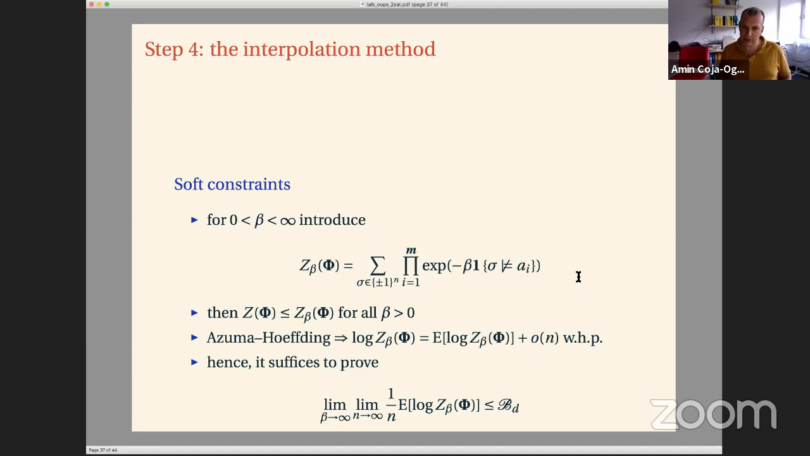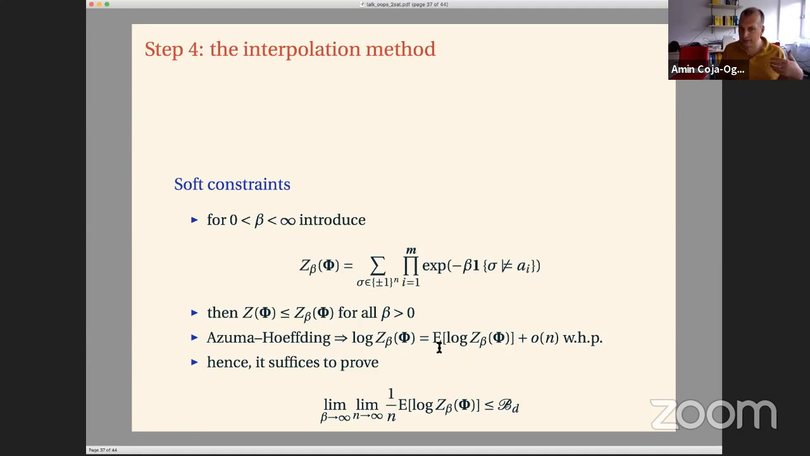And that is because in the soft version, if I add or delete one single clause, it can only at most change log Z_beta by plus or minus beta. It can only shift the log of the partition function by so much. Whereas in the hard constraint version, if I add one single clause, it could sink the ship. It could cause the entire formula to be unsatisfiable and wipe out an enormous number of satisfying assignments. So that is why we use the soft constraint version, so that we can apply this concentration result here.